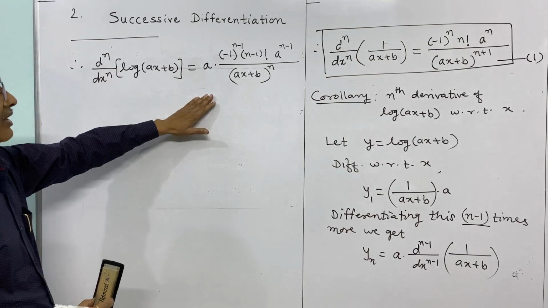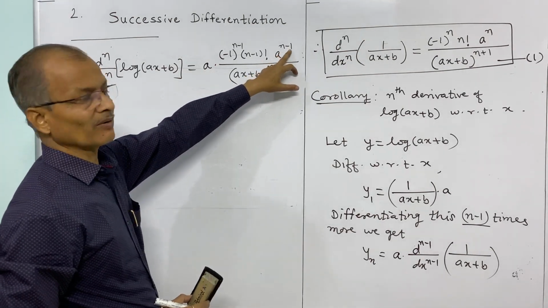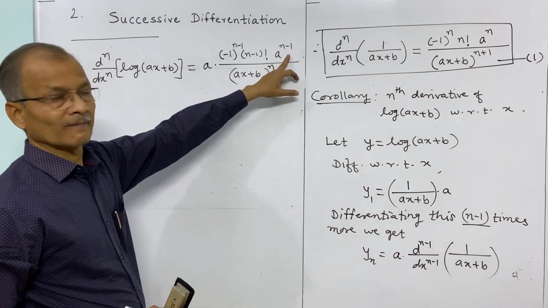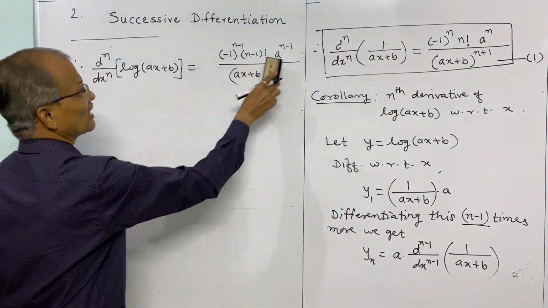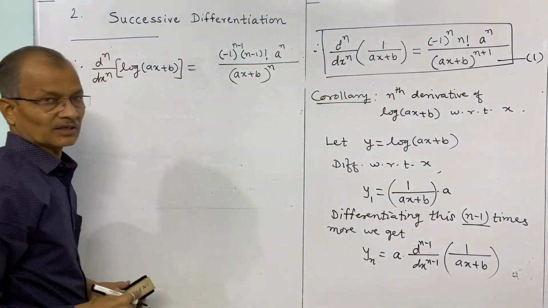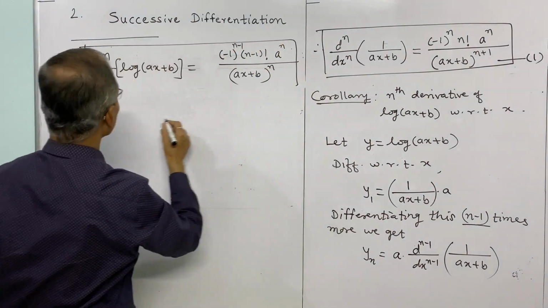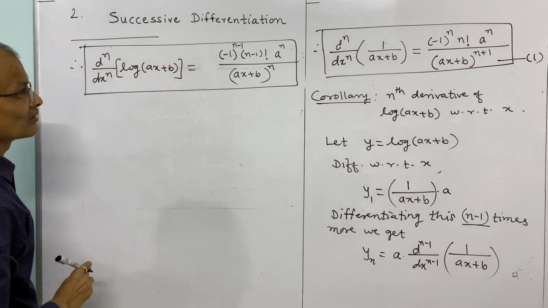So this is the formula, and you see this a into a to the power n minus 1 becomes a to the power n. This minus 1 and plus 1 cancel, so I shall write this as a to the power n. Check it, and this is our next formula, the derivative of log of ax plus b. So thus we have obtained two results.